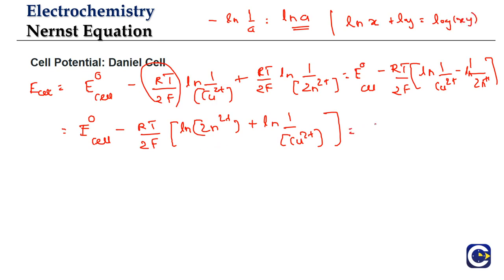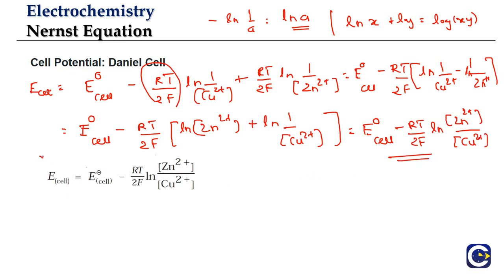So finally what we will be having is E naught cell minus RT by 2F ln, we'll have zinc 2 plus ion concentration in the numerator divided by copper 2 plus ion concentration. So this is the final form: E cell is equal to E naught cell minus RT by 2F ln zinc 2 plus ion concentration by copper 2 plus ion concentration. We have already seen in the discussion a little while ago that this is nothing but the Q value for the cell reaction.